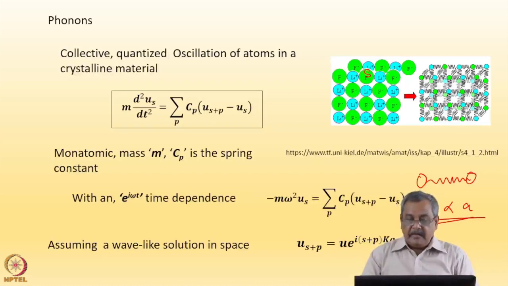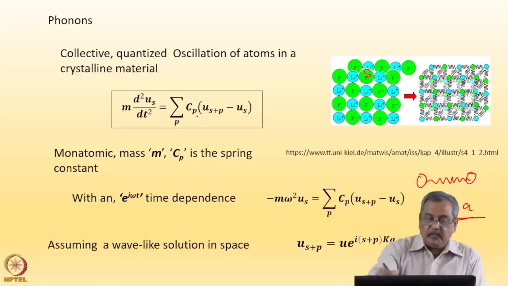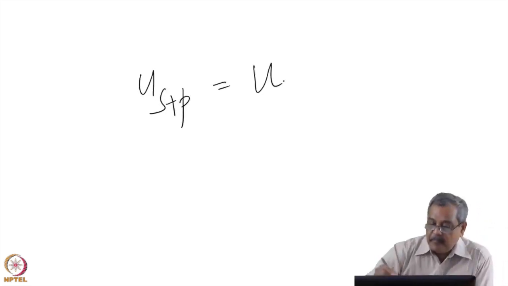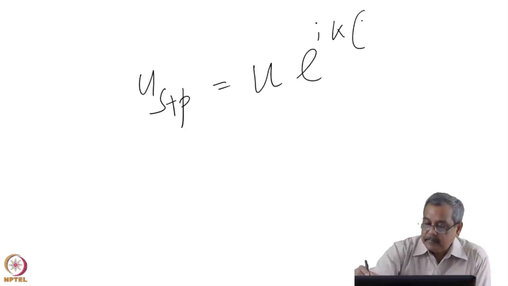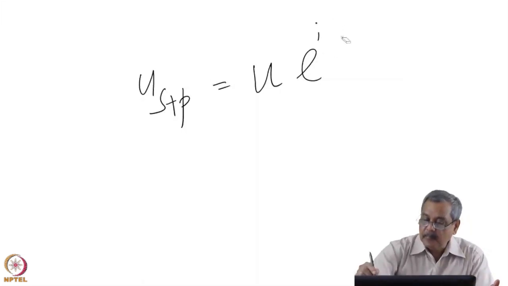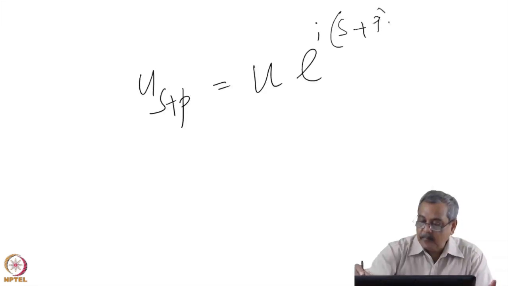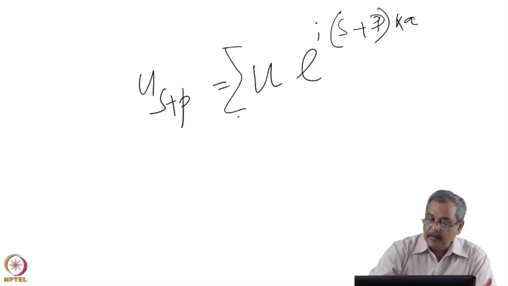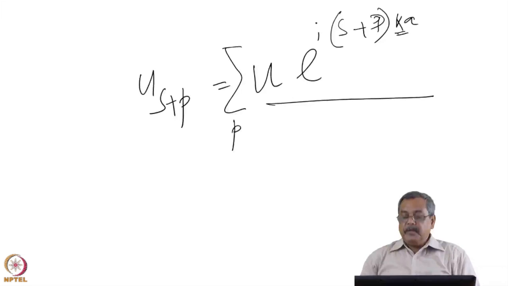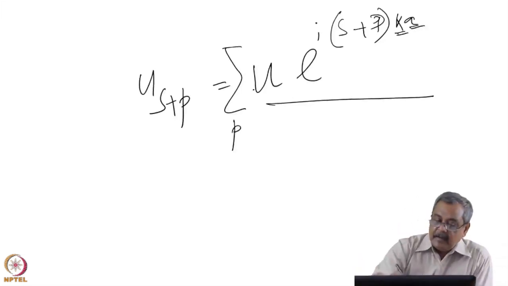I have started with a monatomic lattice. Cp is the spring constant, and the sum is over all the neighbors of the sth atom. Now, this is the concept of the phonon: I consider a wave-like solution where the displacement of u of s plus p is given in terms of a prefactor times e to the power i p k a, summed over p. Please note this. There is a wave vector associated with the displacement, which is k, and a is the lattice constant.